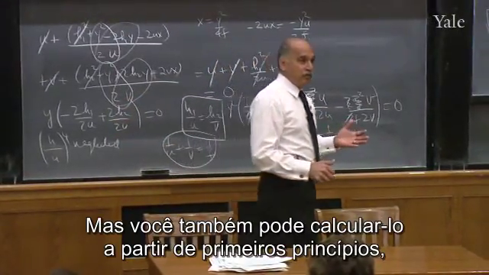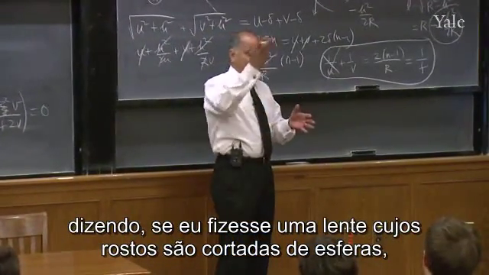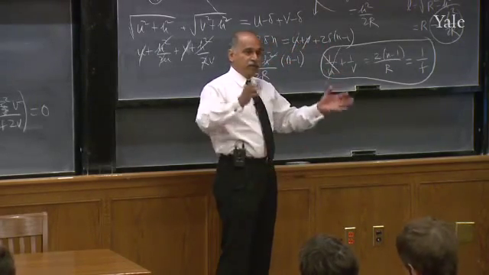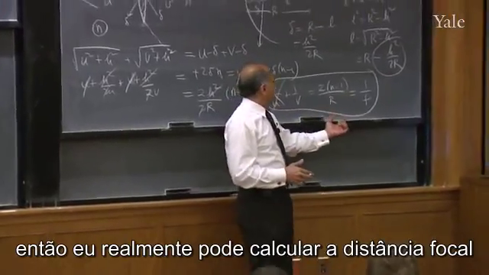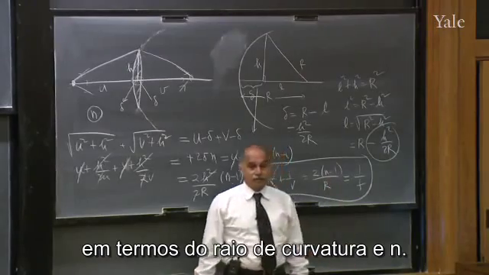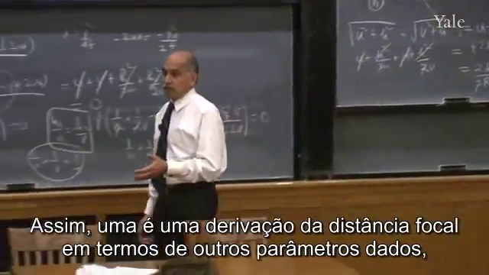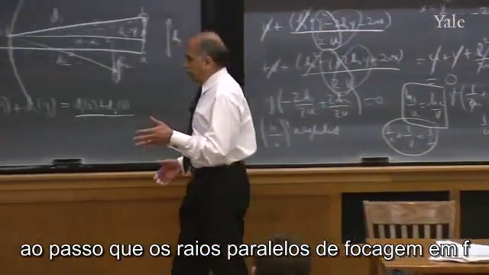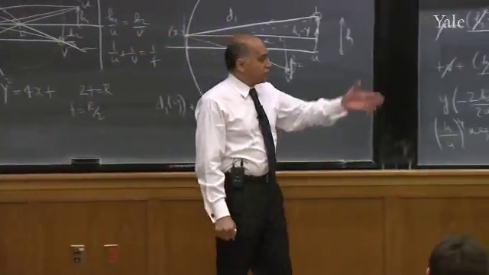But you can also calculate it from first principles by saying, if I made a lens whose faces are cut out of spheres, the two faces of radius of curvature r, and the refractive index of the glass is n, then I can actually calculate the focal length in terms of the radius of curvature and n. So one is a derivation of the focal length in terms of other given parameters, whereas parallel rays focusing at f is a definition of the focal point. It doesn't tell you how to calculate it for a lens. But this will tell you.